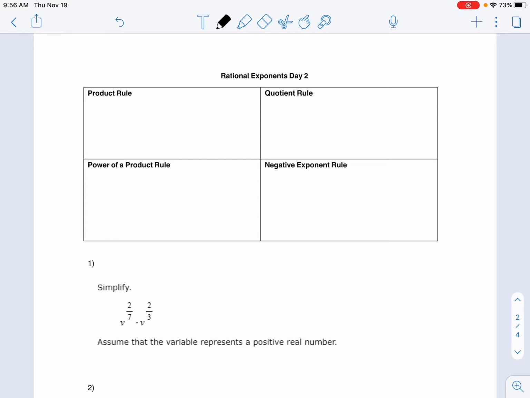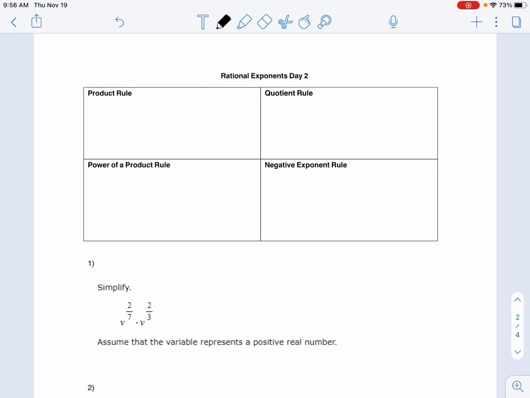Okay, so this is the second part of rational exponents. To go through this lesson, we need to go back to some of the exponent properties that you should be familiar with from last year. Some of them we've already seen so far.